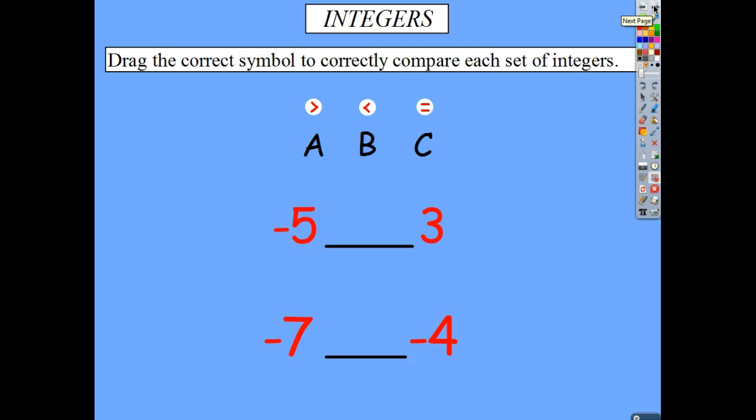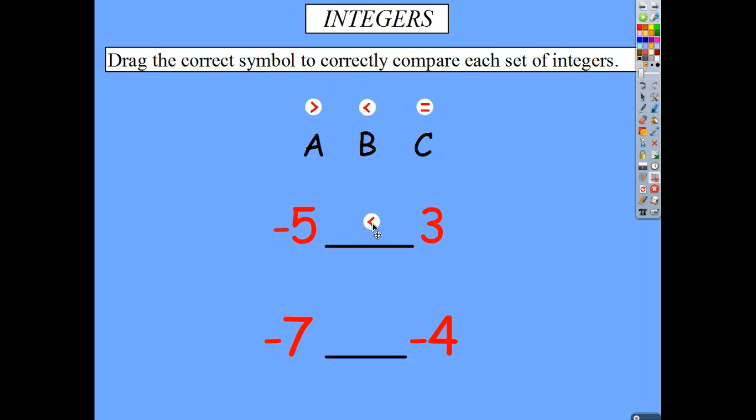Okay. Real quick, just fill in the appropriate symbol. This is greater than. Okay, you're always going to open. The symbol always is going to open to the larger number. All right, so I've got -5 and 3. So -5 is lower than 3.